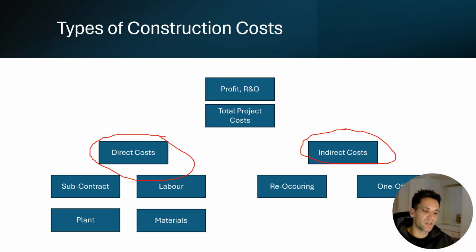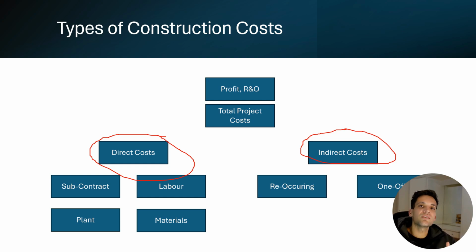Now, indirect costs we can break up into 2 parts. We've got our reoccurring indirect costs and we've got our one-off indirect costs. So one-off indirect costs are things like hiring project management staff, hiring site supervisors, setting up crib facilities, setting up office facilities, or costs of permits. So those are all one-off indirect costs. Then we've got our reoccurring indirect costs. So our reoccurring indirect costs are things like staff salaries, the hire of any cribbing facilities or hire of toilet blocks if we need them. Those are all reoccurring indirect costs.